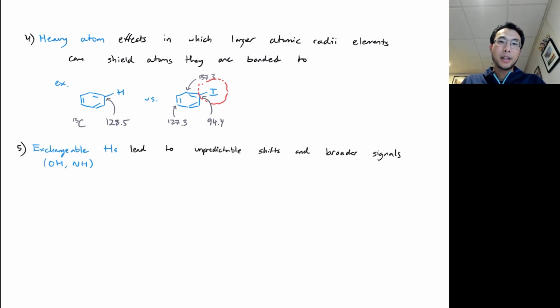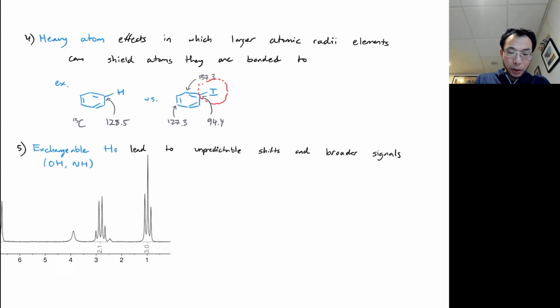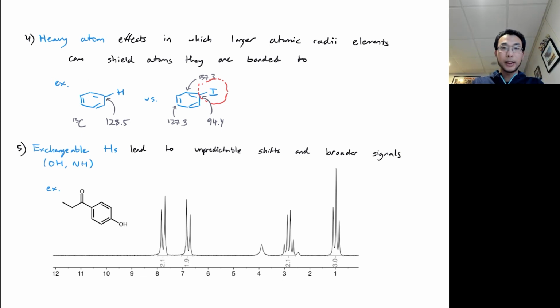Alright, the last consideration is that all of these protons that we've thought about have been attached to carbon. Protons can obviously be attached to other elements as well, so what happens in those cases? Turns out that if we're thinking about at least OH and NH types of hydrogens, those are considered exchangeable, and if they're exchangeable, that leads to unpredictable chemical shifts and much broader signals. So let me first show you what I mean by broader signals. That would look like this here.